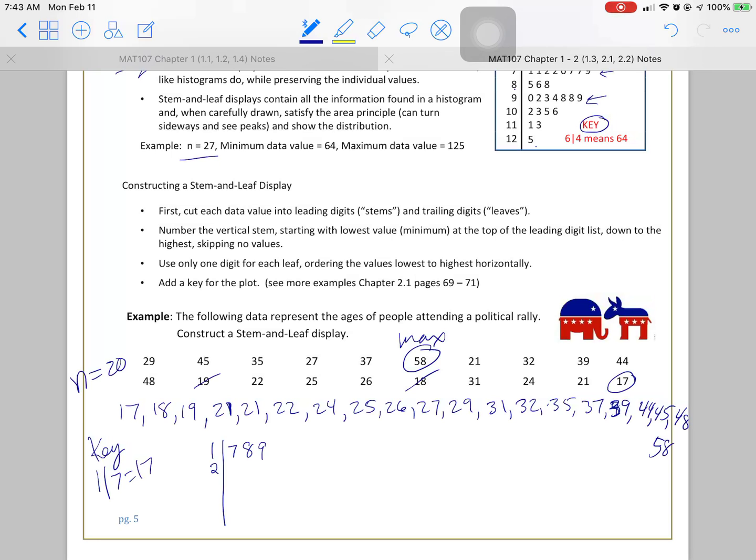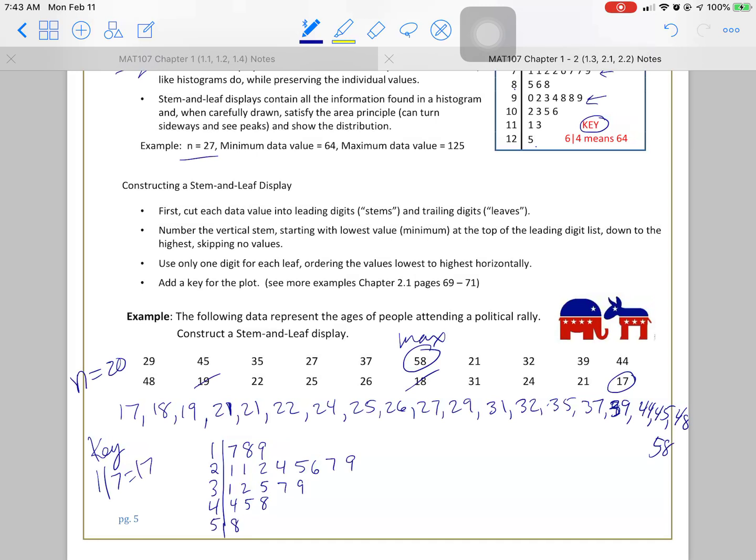Then you come down on the stem to 2, and there's a 21, 21, 22. Try to keep everything lined up so you'd be able to see if there are peaks or not. Let's see, 21, 21, 22, 24, 25, 26, 27, 29. Try to put them nicely spaced. Then there's a 31, so 3 in the stem, 1 in the leaf. 32, 35, 37, 39. Then there's a 4: 44, 45, 48. And then the last one is a 58.